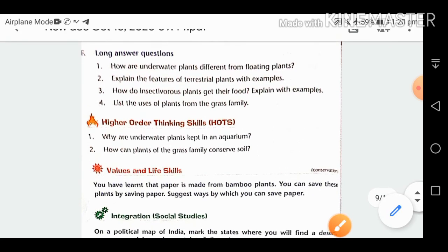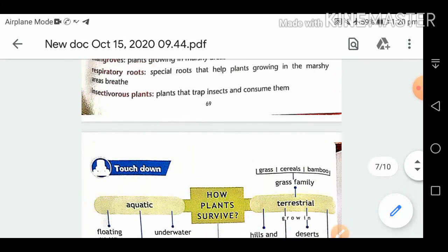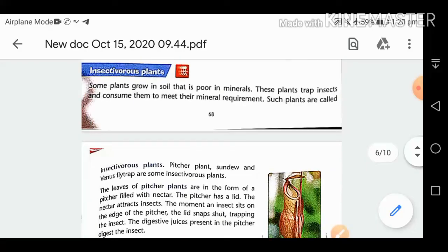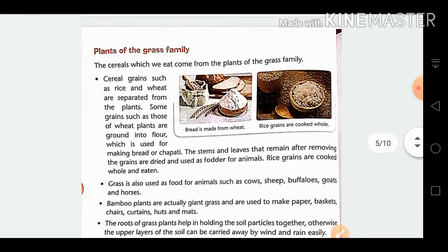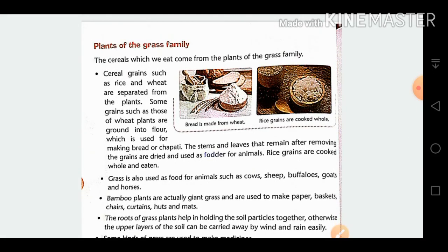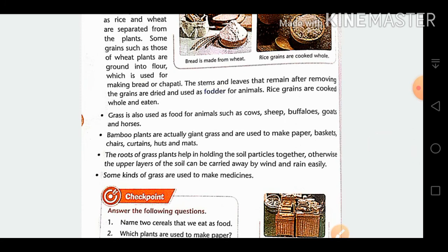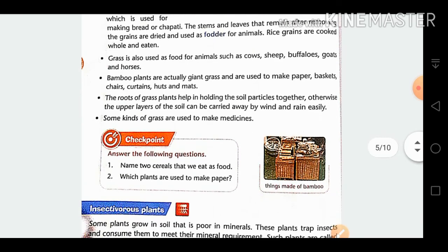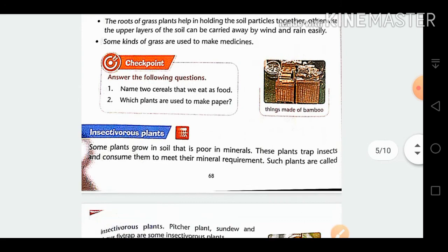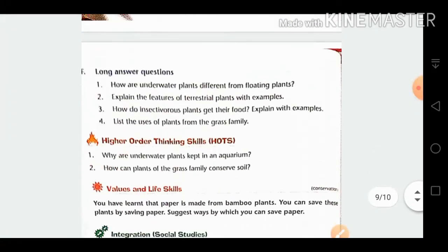List the uses of plants from the grass family. From the grass family we have cereals, which give us grains, wheat and rice. Green grass is also used as food for animals. Bamboo is used to make paper, baskets and chairs. And some kinds of grass are used as medicine. So these are the uses of the grass family.